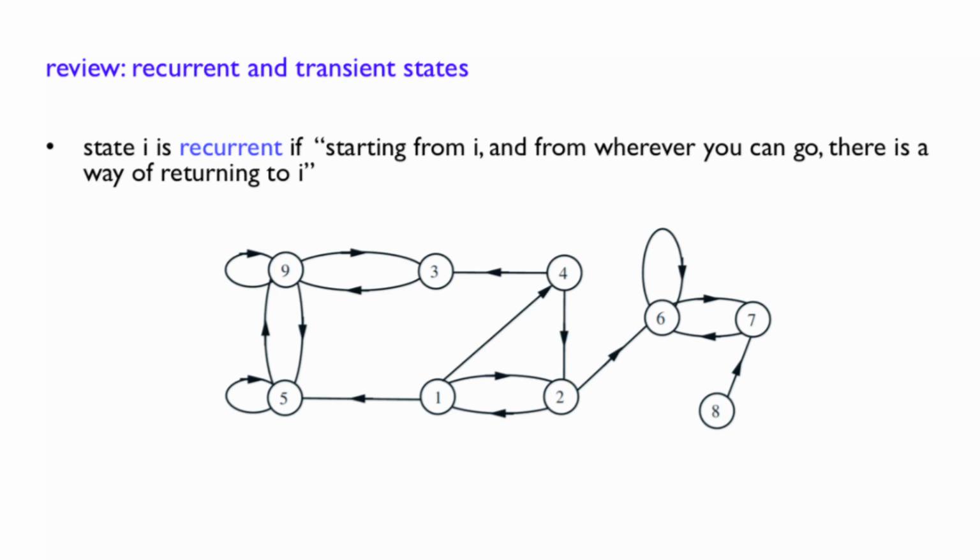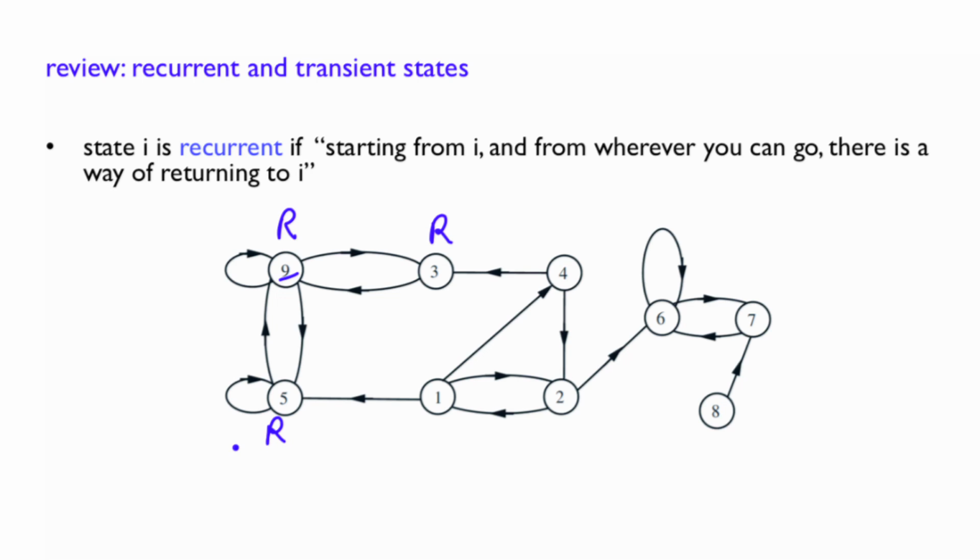So if you have a Markov chain of this form and you start in state 9, the options for you are to either go to state 3 or to state 5, but no matter what, if you go to 3 you can always come back, and if you go to 5 you can always come back as well. So clearly 9 here will be a recurrent state, and 3 for the same reason, and 5 as well.